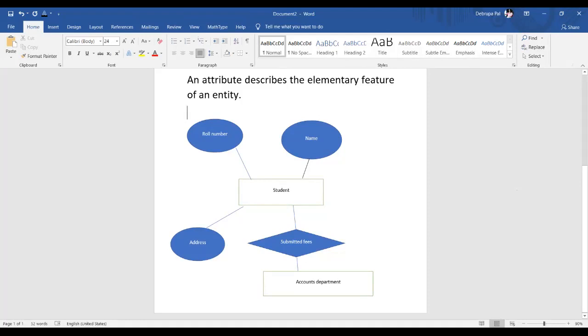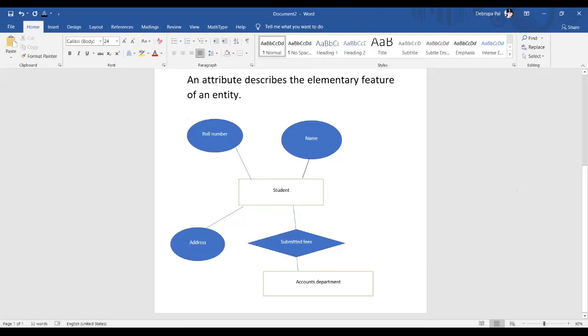Like if you talk about the ER diagram of Narula Institute of Technology, then there will be student, there will be accounts department, there will be another entity, library, one more entity which is teacher. So teacher and student also have a relationship. If we draw the entity teacher, then we can say that teacher takes class of student. So student is an entity, teacher is an entity, and takes class is the relationship.